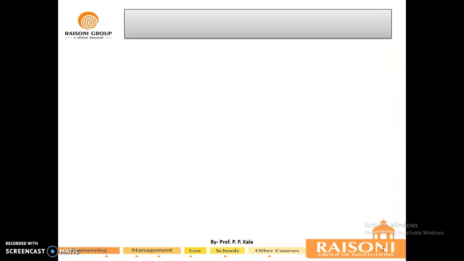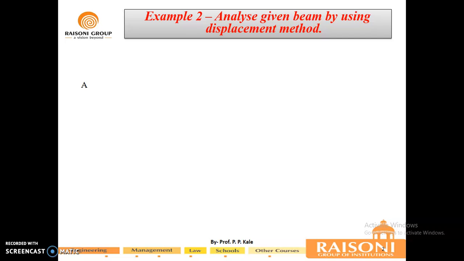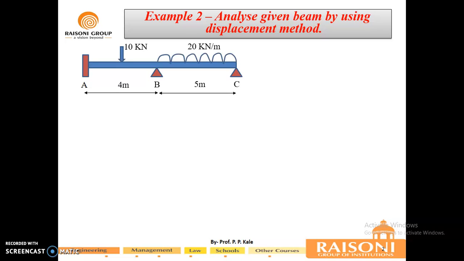Okay, so this will be our example: analyze the given beam by using the displacement method, that is the stiffness matrix method. So this is your continuous beam, and in this problem it has one point load in span AB at the center and a UDL on the entire span BC of 5 meters, of intensity 20 kilonewton per meter. Now we have to analyze this beam using the stiffness matrix method. So for that we will move to the solution.